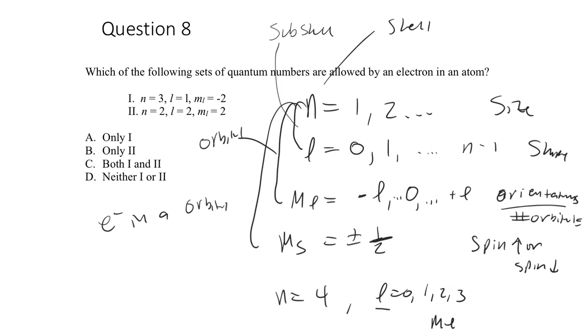The M sub L depends on which L you have. If L is 0, the only M sub L is 0. For L equal to 1, the possible M sub L values are -1, 0, +1. If L is 2, they are -2, -1, 0, 1, 2. If L is 3, they are -3, -2, -1, 0, 1, 2, 3. The number of those M sub L's tells you how many orbitals can share that N and L.